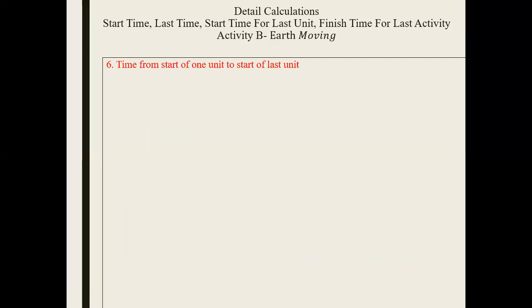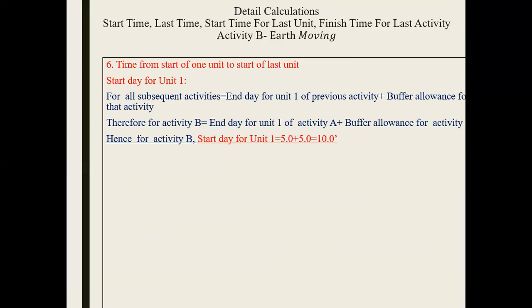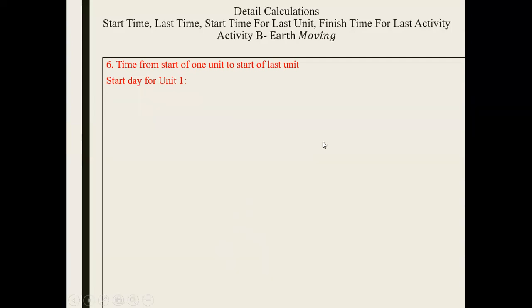Now, here there is some formulation. For all other activities, the formulation is: the start day of unit 1 is the end day of unit 1 of the previous activity plus the buffer allowance. So for activity B, this is the end day for unit 1 of activity A plus the buffer allowance for activity B that was given to us, and that was 5. Here we have the end day of unit 1 for activity A, as we have calculated here.